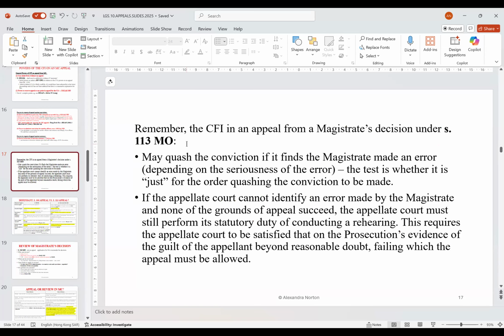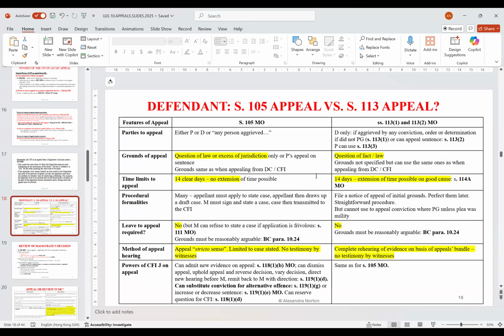So, on appealing from the MC to the CFI under 113, the CFI judge can quash the conviction, but they have to conduct a rehearing and be satisfied that the defendant is guilty beyond reasonable doubt. So what I did in this next chart is summarize the different provisions of Section 105 and 113, so you can see everything that I've just told you.